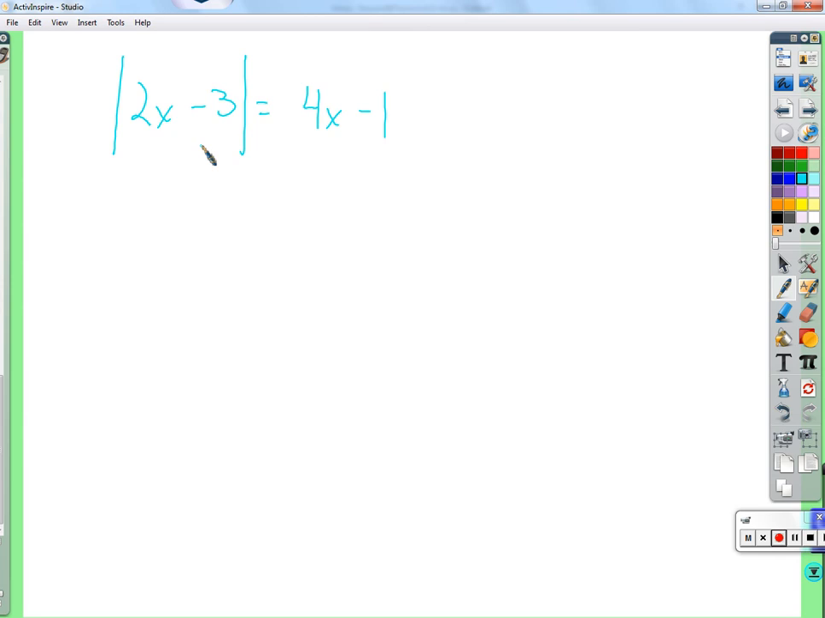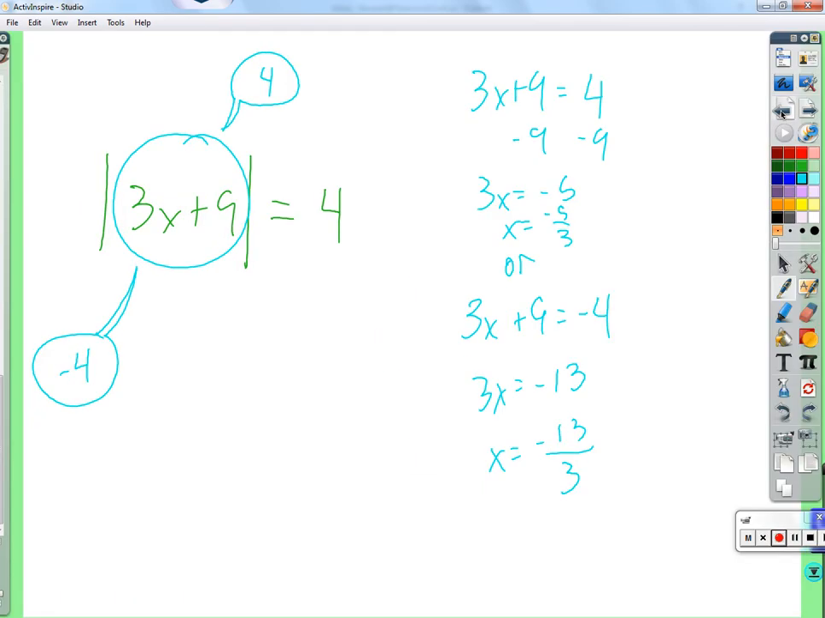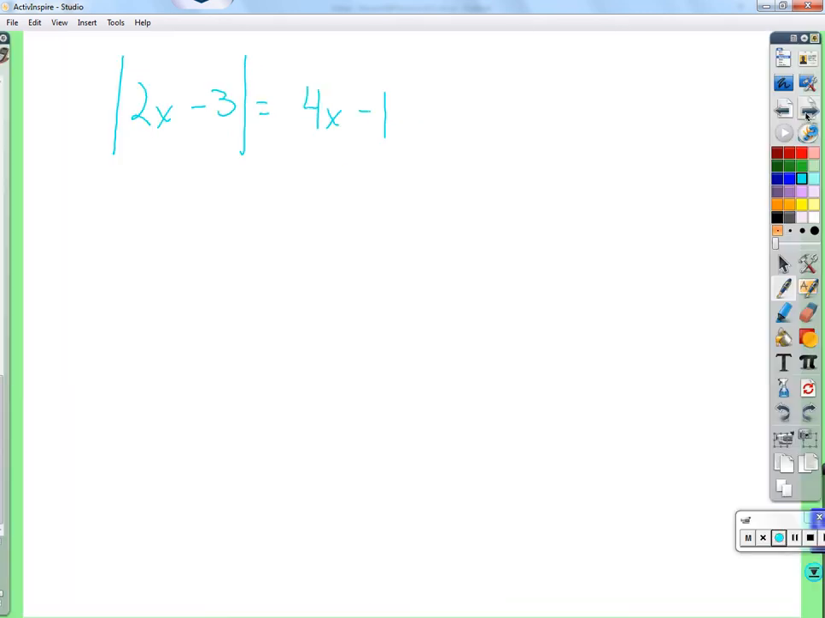But what we do know is that the stuff inside the absolute value can come out to be positive something or negative something. Only this time it's not equal to 4. So it would equal this, something times 4x. Would it come out to be 2x minus 4? Well, here's how we'll deal with it.